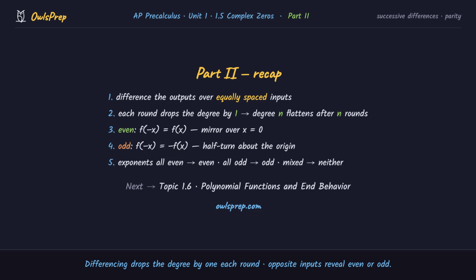And for symmetry, feed in a pair of opposite inputs. Same output means the function is even. f of negative x equals f of x, a mirror image over the line x equals 0. Opposite output means it's odd. f of negative x equals negative f of x, a half turn about the origin. If the exponents are all even, it's even, all odd, it's odd, and mixed means neither.